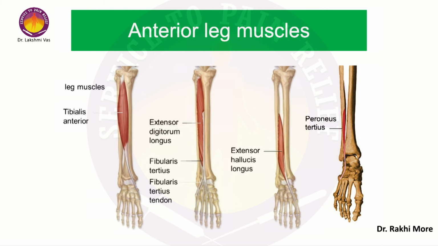Then extensor hallucis longus, taking origin from the fibula, coming down, getting inserted on the dorsal aspect of the great toe, last digit. And then the peroneus tertius, which takes origin from the fibula and gets inserted on the base of the last metatarsal on the dorsal aspect.